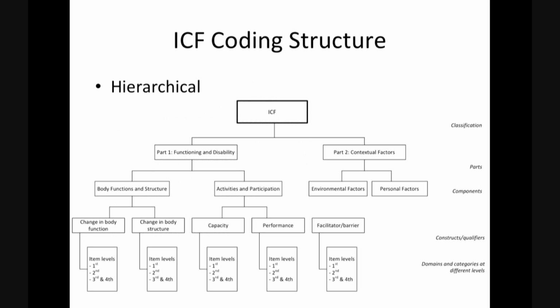ICF coding structure is hierarchical. This means that the information coded at a more granular level is preserved at a broader level as well. Following each branch of the classification, it is possible from very general categories encompassing entire domains of functioning to reach very detailed description of specific aspects of functioning.